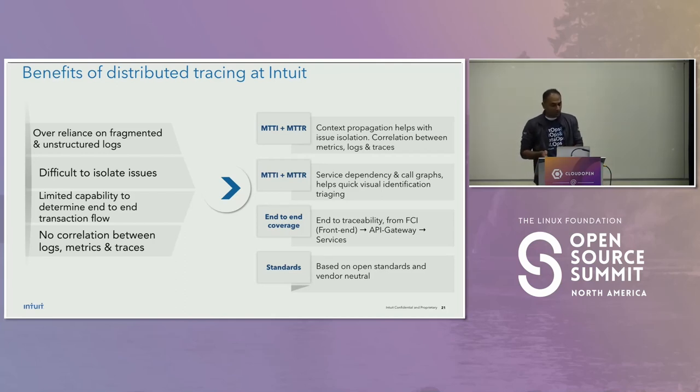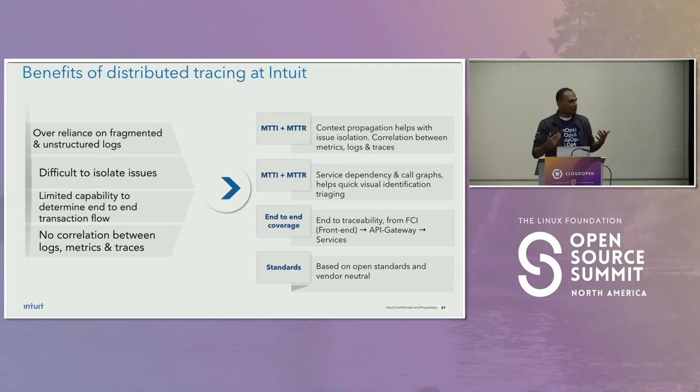With the implementation of tracing and context propagation, we are able to correlate metrics, logs, and traces. We are able to build service dependency graph. So a service dependency graph, think of it like a topology. When you look at a customer interaction flow, we want to see at an aggregate level what assets are participating in that flow, that service topology. So tracing allows us to build that service topology map.